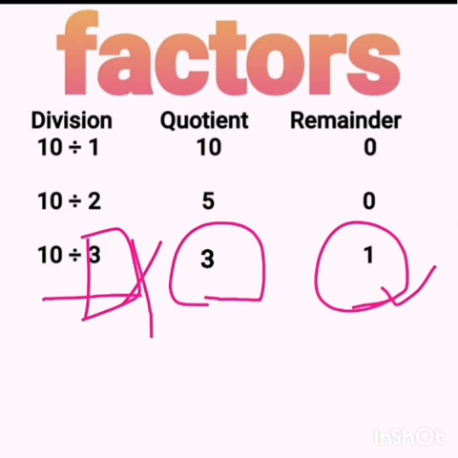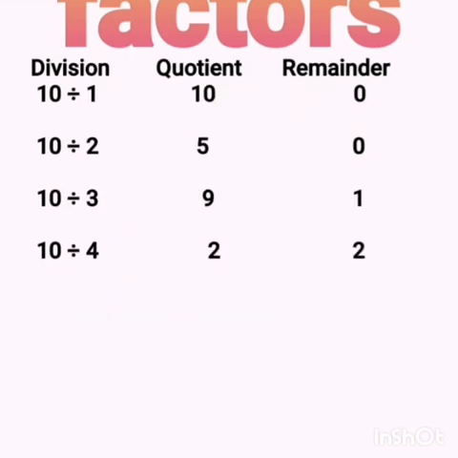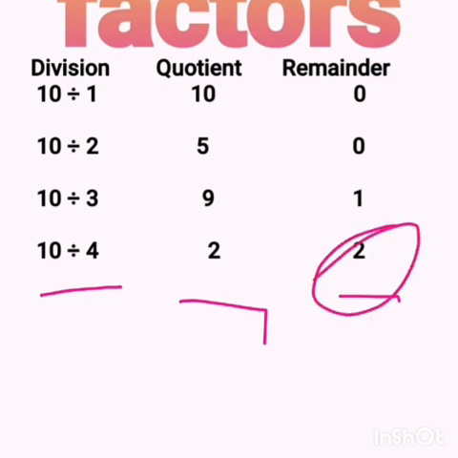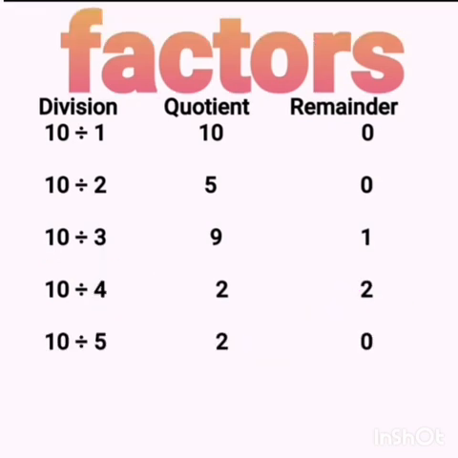Now divide by the next number, which is 4. Now 10 divided by 4, if you divide you will see that the quotient is 2 and the remainder is 2. So the remainder is not 0, right? Which means that 4 is not a factor of 10, right? Now let's move to the next number, which is 5.